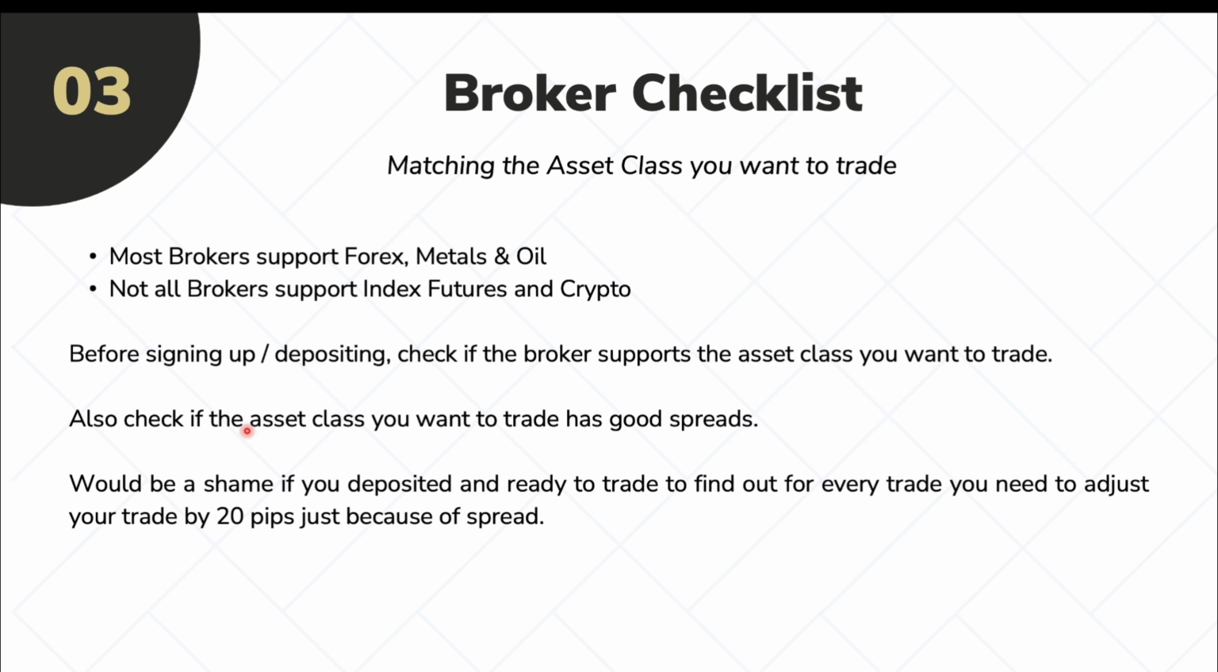Also, check if the asset class you want to trade has good spreads. For example, you want to trade Bitcoin and you find a broker who offers Bitcoin trading, but their spreads are insanely high and you didn't know that. That's just a waste of your time. And it would be a shame if you deposit and are ready to trade, only to find out that for every trade you need to adjust your trade by 20 pips just because of your spread. And you just lose a lot of money by choosing the wrong broker.